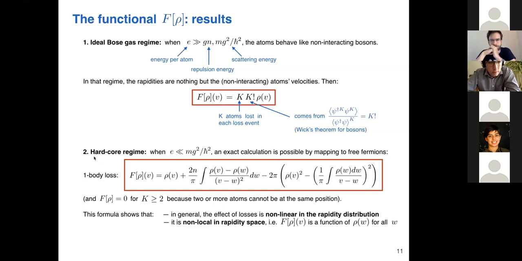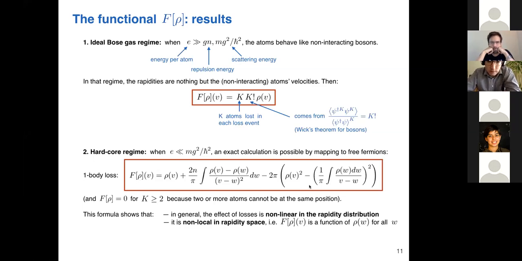Now, slightly less simple and much more interesting is the hardcore regime, the regime where the energy per atom is much smaller, this time, than the scattering energy. So the particles behave like hardcore bosons, which can be mapped to free fermions. However, the mapping from bosons to fermions is not local. And as a result, you find a non-trivial result for the functional f.